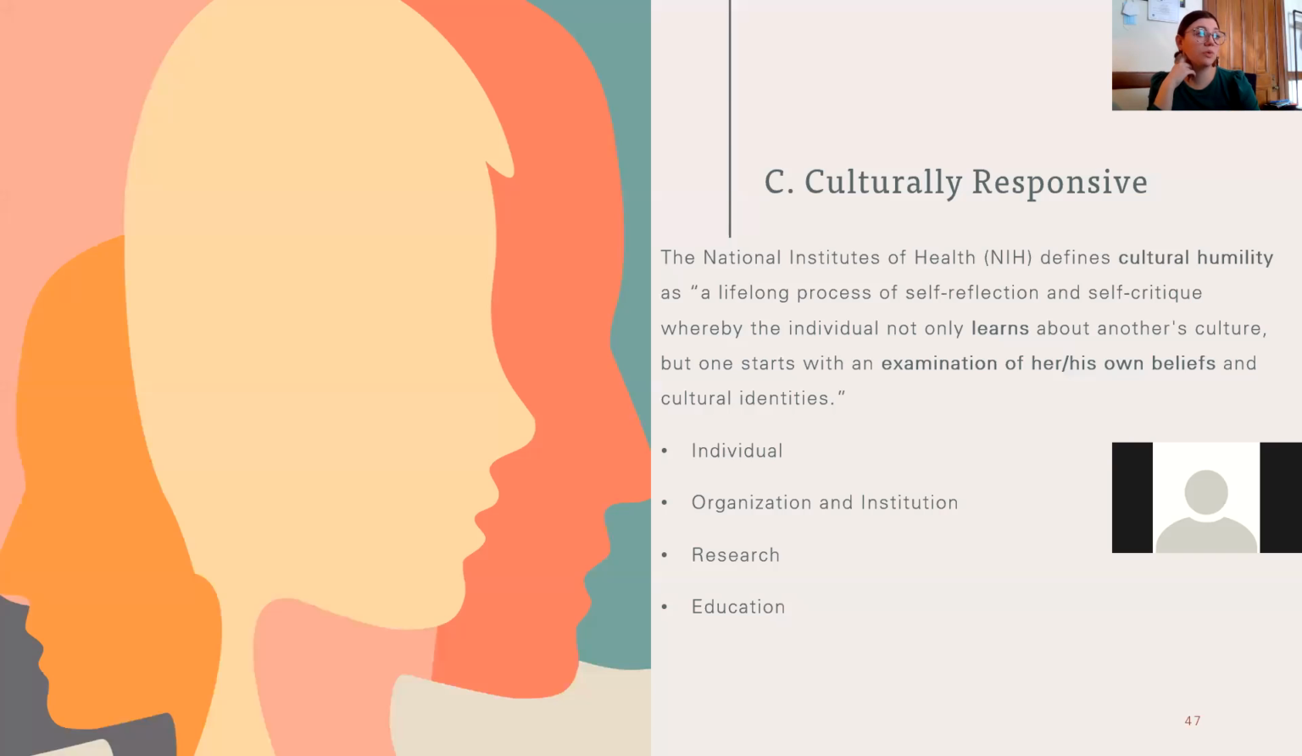And C, cultural responsiveness. So the National Institutes of Health defines cultural humility as a lifelong process of self-reflection and self-critique, whereby the individual not only learns about others' cultures, but one starts with an examination of his or her own beliefs and cultural identities. So again, this falls into those categories of individual, organizational, and institutional, research, and education.